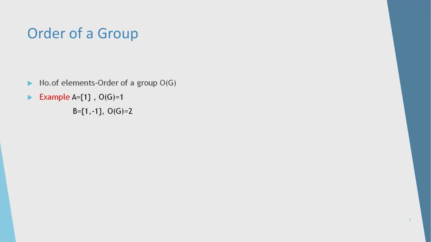Then order of a group. The number of elements in a finite set is said to be the order of a group. It is denoted by order of G. For example, A is a set which contains one element. Suppose A is a group, then the order of this group is equal to 1. That is, it contains only one element. Therefore, order of G equals 1. Suppose B is another set which contains only two elements, 1 comma minus 1. Then the order of B is equal to 2.